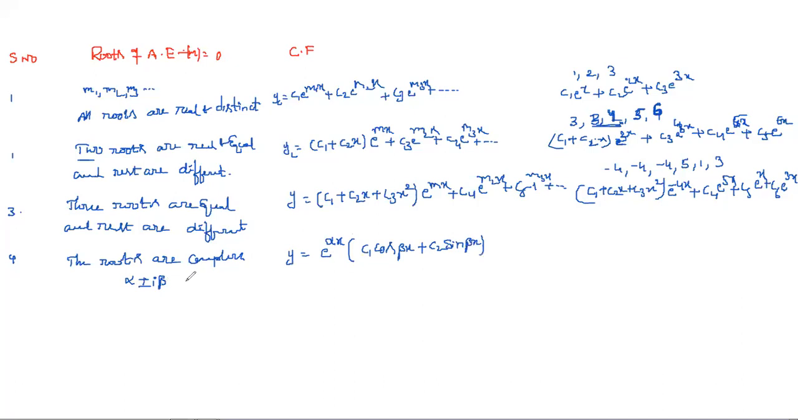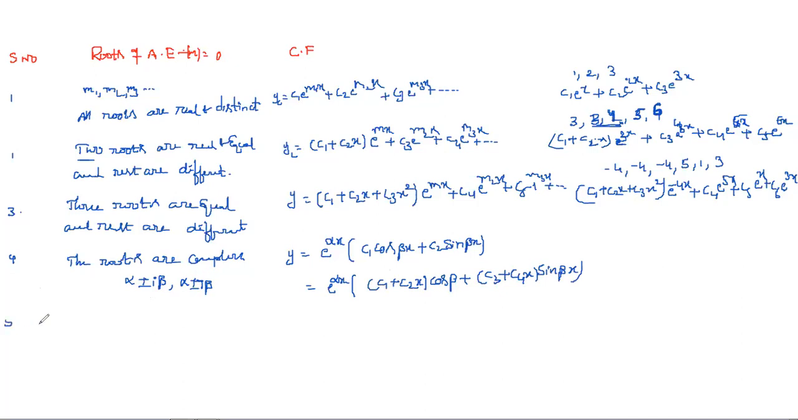Suppose these roots are repeated, alpha plus or minus i beta 2 times. This is not usually possible, we never get it, but you should know it. Then y = e^(αx) [(C1 + C2 x) cos βx + (C3 + C4 x) sin βx]. If it is repeated complex roots, you need to write like this. If 3 times, it may increase in the same way. So these are complex roots.